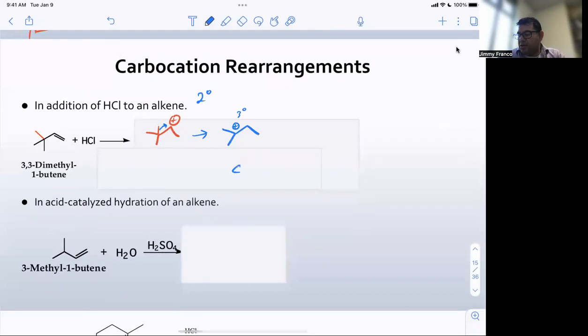At that point, your chlorine can add in. All right, and so we draw our product. Sorry, I forgot the methyl group that moved. Right, that was our methyl shift. All right, and then let me just highlight again that methyl group that moved over. All right, so that's why that methyl group moved over one, so we can get to that tertiary carbocation.